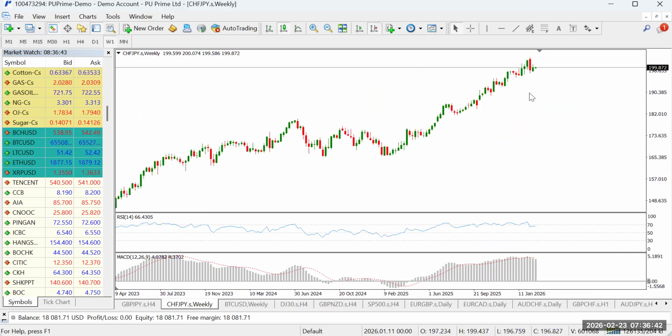Now you can see that NZDCHF JPY also, just like what we saw on the AUDJPY, closed as a bearish engulfing candlestick pattern, which technically should be a bearish movement. That's a couple of weeks back.